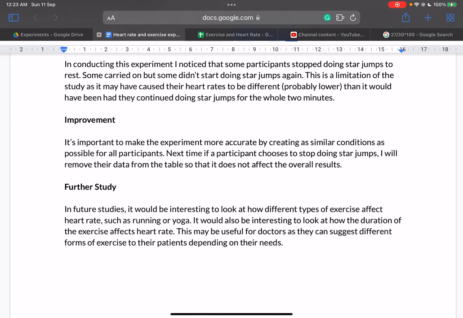Further study, it would be interesting to look at how different types of exercise affect heart rate, such as running or yoga. It would also be interesting to look at how the duration of the exercise affects heart rate, so how long you do it for. This may be useful for doctors as they can suggest different forms of exercise to their patients depending on their needs. So that's just a way that it can be used. So that is the full report.